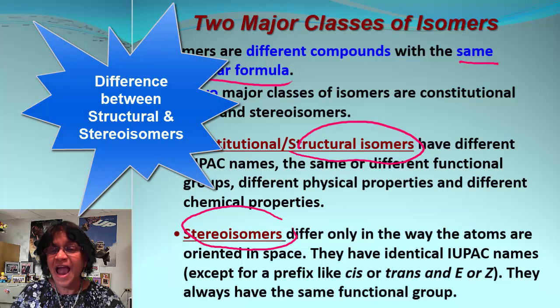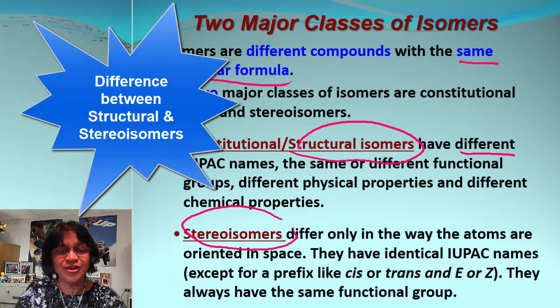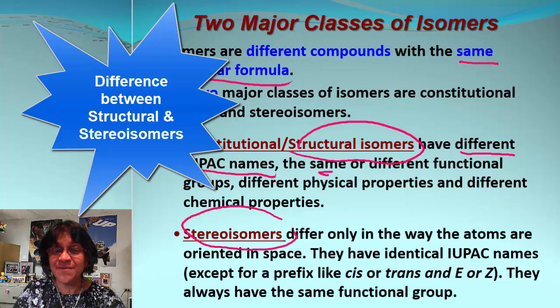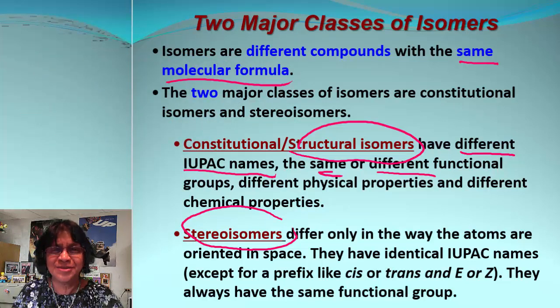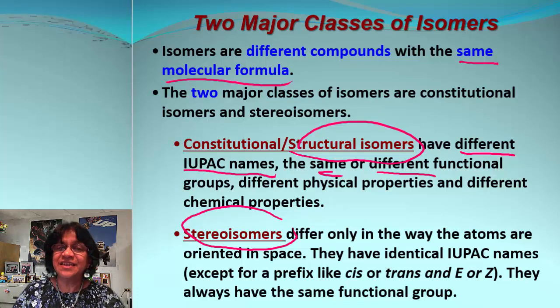Structural isomers have totally different IUPAC names. They may have the same or different functional groups. One may be an ether, one may be an alcohol, and they could still be isomers. And they can have different physical properties and chemical properties. So that's about structural isomers.